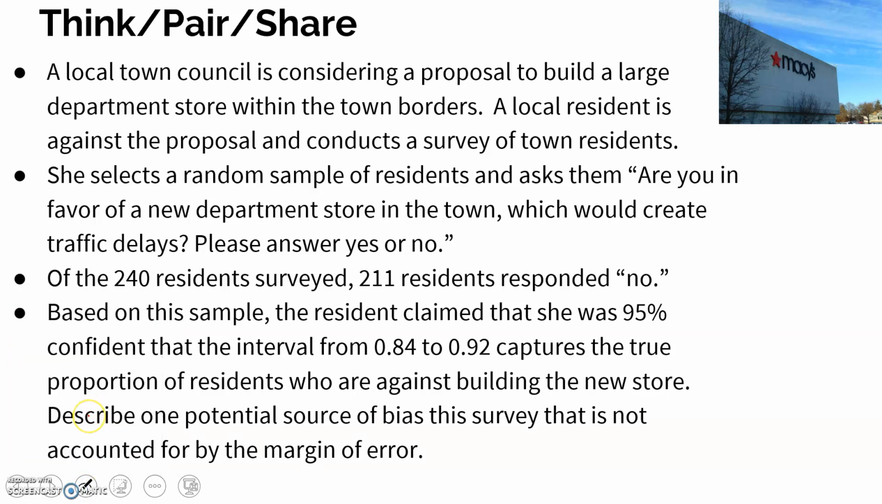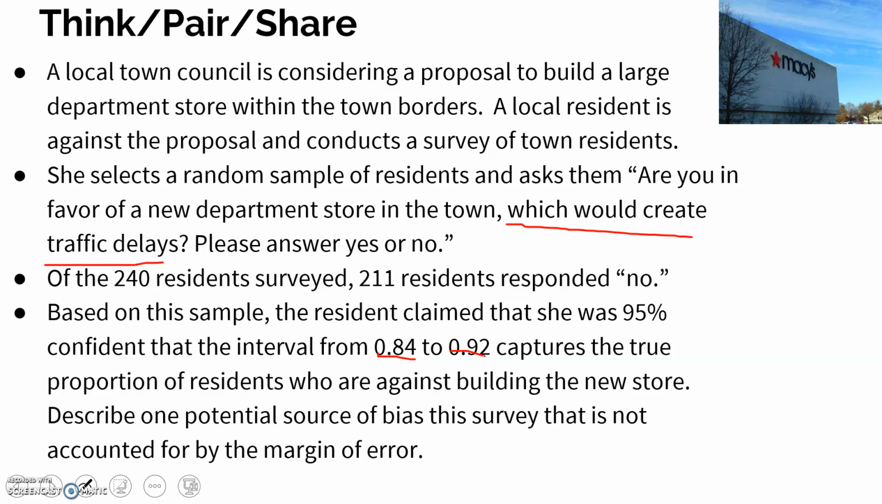All right, so there's a key phrase in here, which would create traffic delays. Okay, that's some information that's given that is leading the person to answer in a particular way. So, based on the sample, the resident claimed that she was 95% confident that the interval from 0.84 to 0.92 captures the true proportion of residents who are against building the new store. There's our confidence interval interpretation.